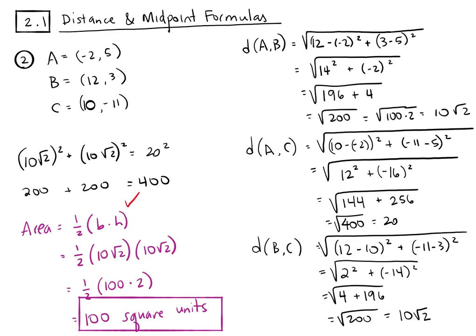Alright, that was quite a lot of work, but we found all the distances, and then we used the Pythagorean theorem again to show that it was indeed a right triangle, and we used the length and the width of that right triangle, but not the hypotenuse, to find its area.